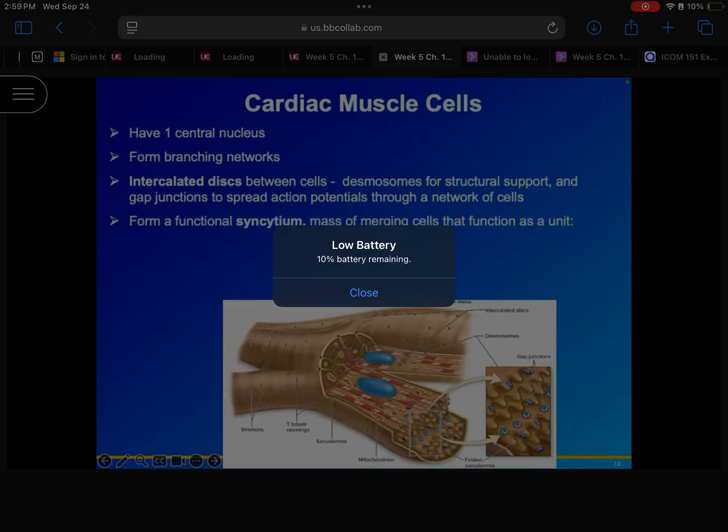Well, that was my next point. All right, they form a functional syncytium, which is a mass of merging cells that function as a unit. We have two major masses that exist in the heart. One is located at the atrial walls, and that's our atrial syncytium, and the other is at the ventricular walls, the ventricular syncytium. If you remember me talking about it, we have a double pump, right? So the atria all need to contract at one time, and the ventricles all need to contract at one time. We're going to talk a little bit more about the motion as we continue. But each one of them is going to contract, hopefully, in syncytium. So all together, all together.